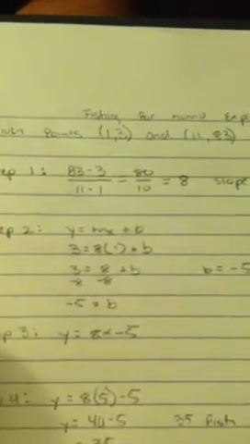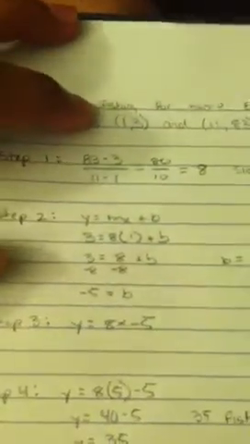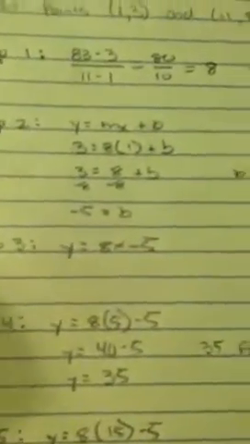The next step, we have to solve for the y-intercept. So we would use slope-intercept form and plug in one of the given points, which in this case would be (1, 3). So you'd have 3 is equal to 8 times 1 plus b. Once you distribute the 8 to the 1, it would equal 3 equals 8 plus b. You subtract 8 from both sides, and b is equal to negative 5. So in the end, our linear model equation is y equals 8x minus 5.